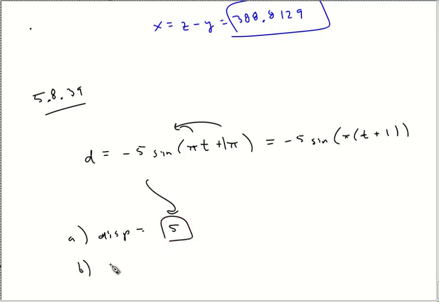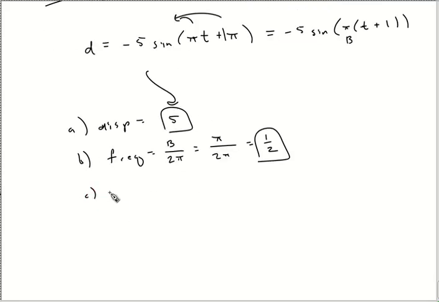Absolute value. Frequency is b over 2 pi. So that's going to be that pi. That's my b right there, by the way. The pi's cancel and leave a 1/2. My period is the flip of this guy. So it's 2 over 1, just 2.